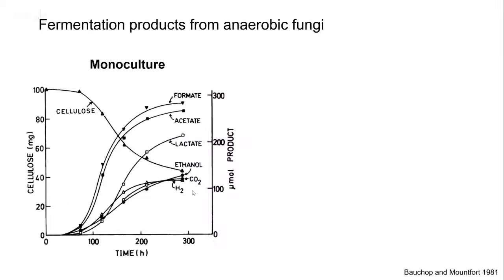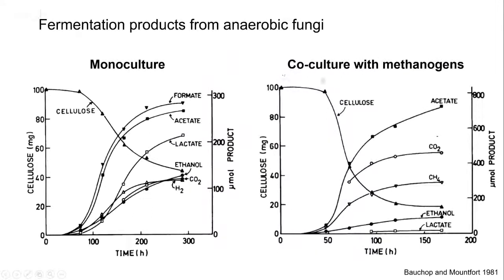But what I would like to point out from this early study done by Bauchop and Mountfort, who are two other people who have done a lot of early work, is that if you cultivate these anaerobic fungi with methanogens, the amount of cellulose or biomass being degraded is higher, and the production of hydrogen is completely gone. All of the hydrogen, as well as formate, were channeled through, and these electron sink products were basically gone, and electrons were transferred to methane. You can see that the total amount of carbon dioxide produced was much higher as well, with a higher amount of acetate being produced, and lower amounts of ethanol and lactate.